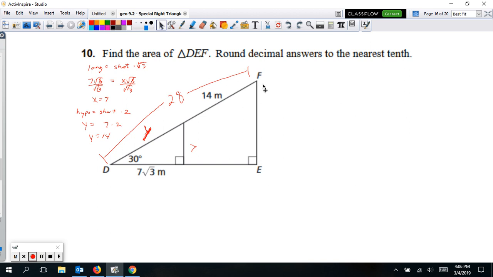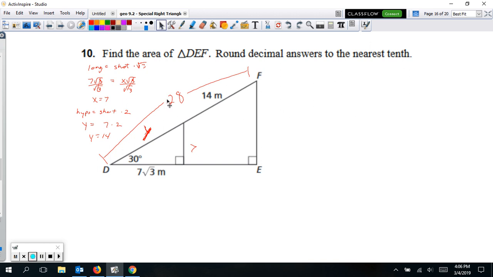We now need to figure out these other two side lengths to be able to find the area of this. We don't actually use 28 for the area. It's base times height. This is our base, and this would be our height of the bigger one. So let's find the short one here as well.